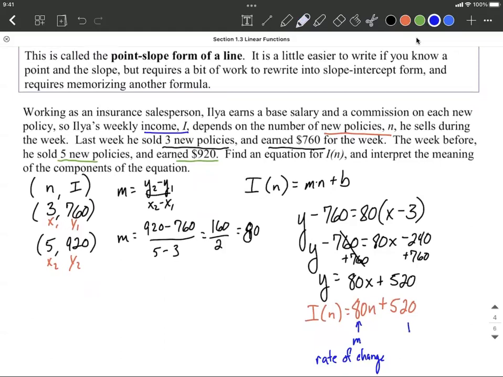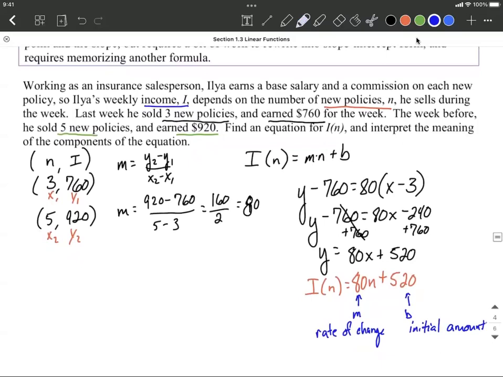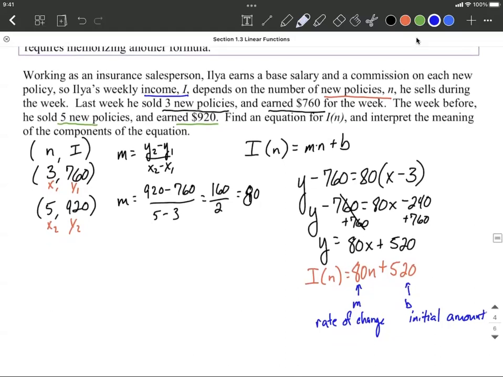Now the other component here, normally we think of this as being b, the y-intercept. Or we can say that's the initial amount. So in our context, the initial amount is going to be what you make no matter what. All right. If you don't sell any policies, you're still going to make $520 each week. Think about it. If we plugged in I of 0, meaning 0 new policies, you get 80 times 0 plus 520. It's still going to end up being $520 each week.